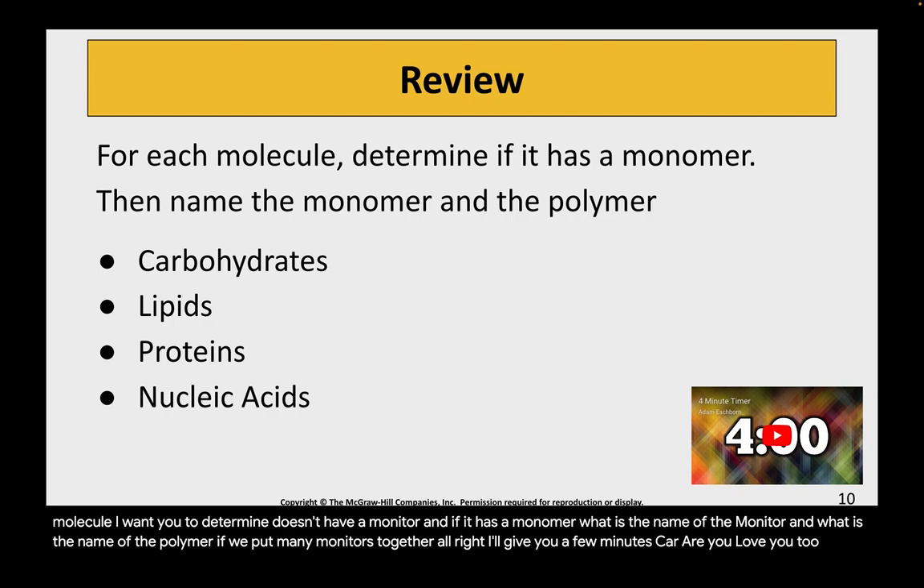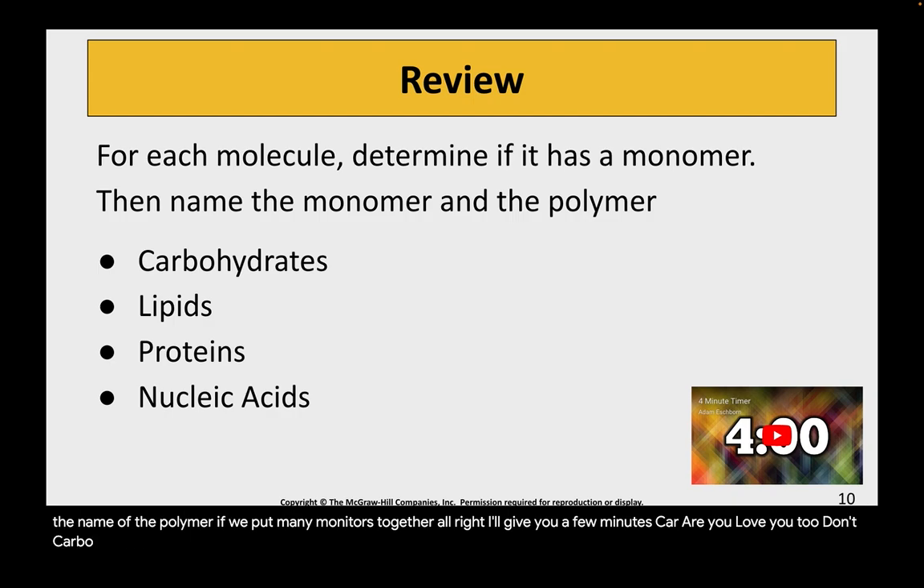All right, so our review. I want thumbs up if it has a monomer, thumbs down if it doesn't. Carbohydrates, do they have a monomer? Yes, I like it. What is the monomer's name? Monosaccharides. If we put many monosaccharides together, we get polysaccharide. Yes. What about lipids? Thumbs up or thumbs down? Thumbs down. Yeah, it does not have a monomer.